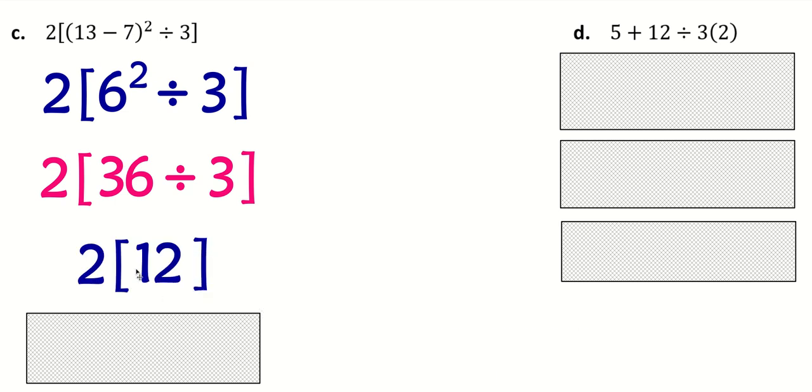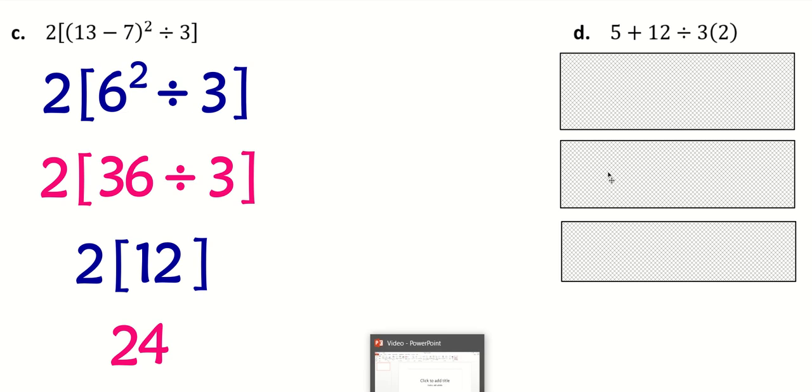And so we're finally done with all this stuff inside the brackets. Now we can do this multiplication of 2 times whatever we ended up with in the brackets, which is 12. So 2 times 12, 24. Example D. Adding, dividing, multiplying. What would come first?